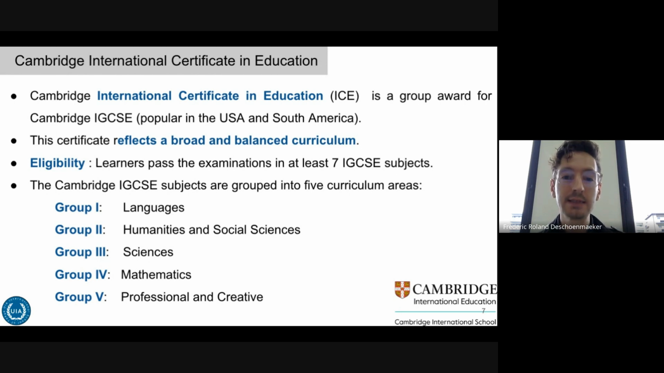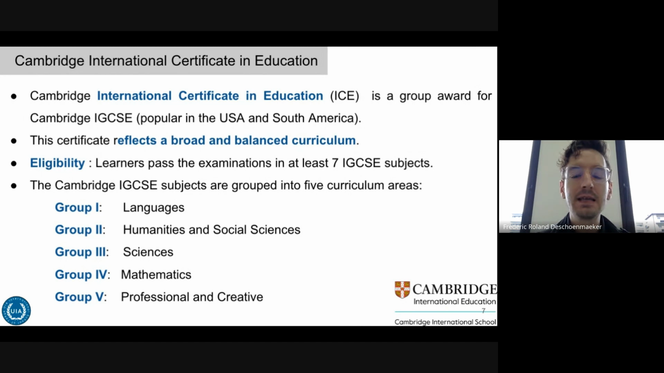It's well recognized. And why is it so? It's because this certificate reflects a broad and balanced curriculum. As you may know, the IGCSE certificate itself has a requirement of 5 subjects, which means that it's not as broad as 7 subjects. So if students can obtain this certificate, it shows that they have studied a broad range of subjects.